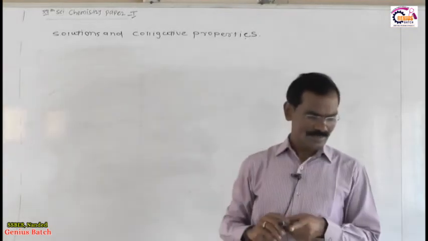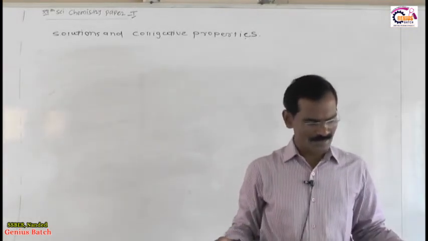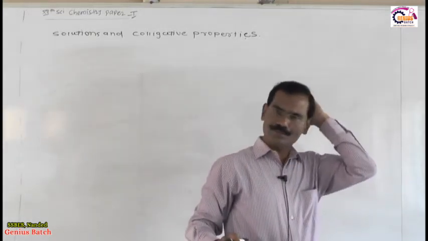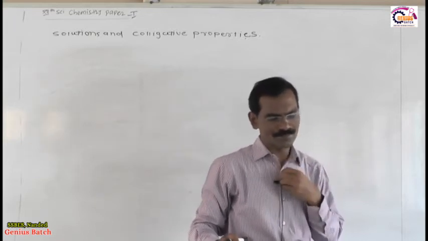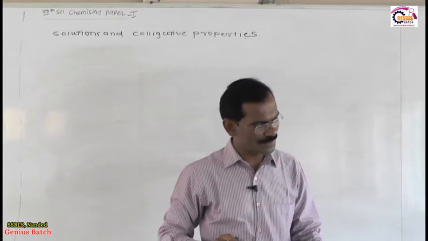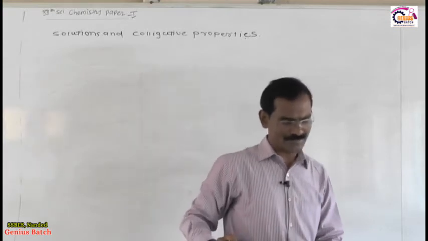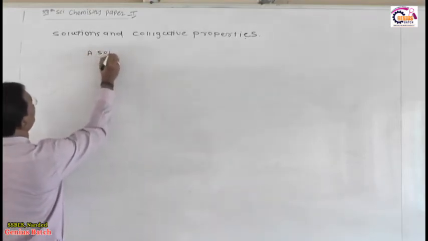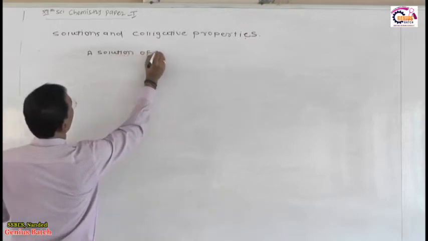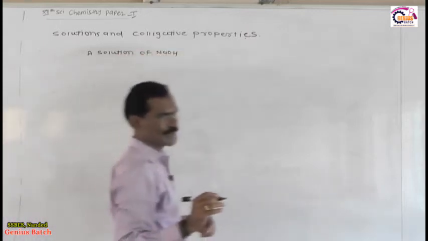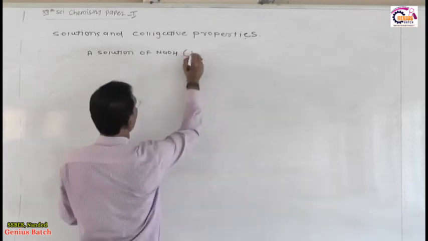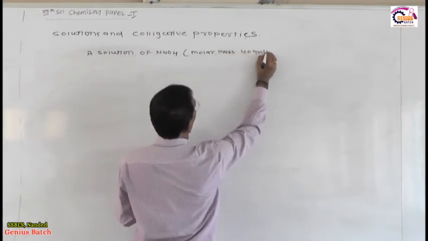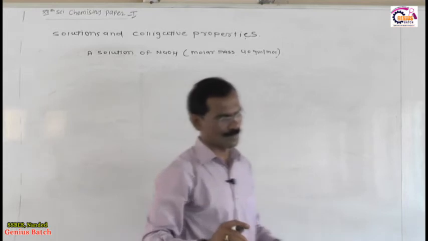So the first problem: a solution of NaOH, molar mass 40 gram, was prepared by dissolving 1.6 gram of NaOH in 500 ml of water. Calculate the molarity of the NaOH solution. Write down in your notebook, a solution of NaOH. The molar mass is given to you, that is 40 gram per mole. This is the molar mass of NaOH, 40 gram per mole.